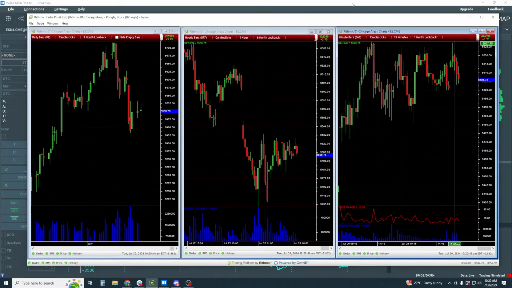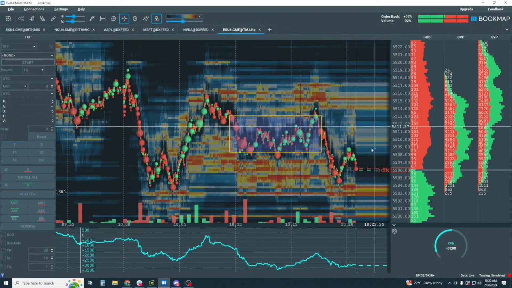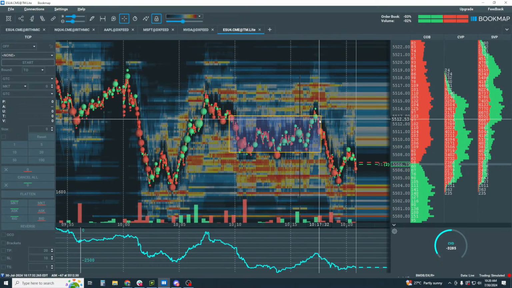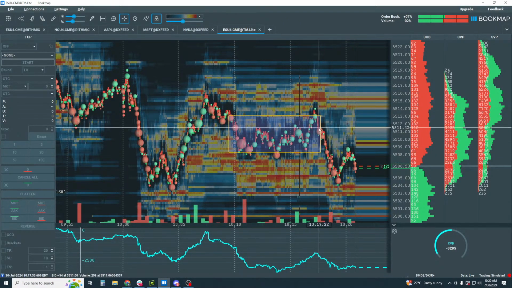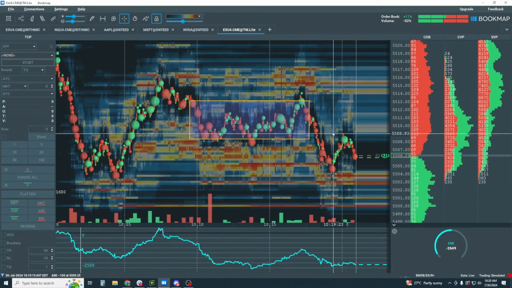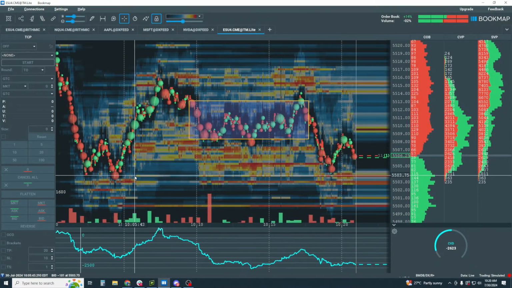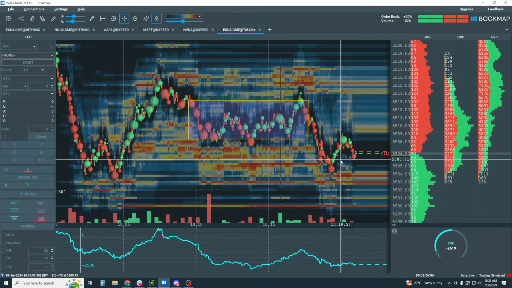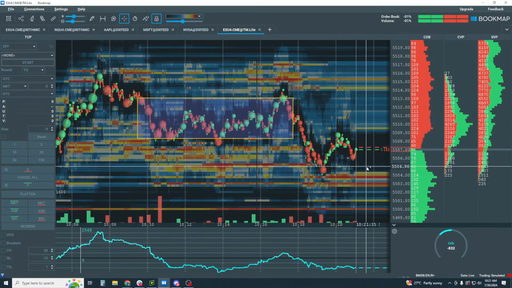So let's take a look at Bookmap then and see if we're getting that follow. Yeah, we are. This was actually what we were looking for, and now we're getting it here, right? So still looking for the continuation, and I just see still more sellers in here.